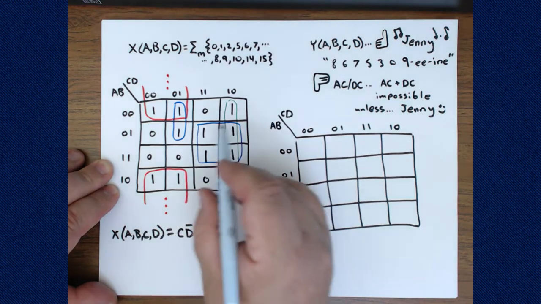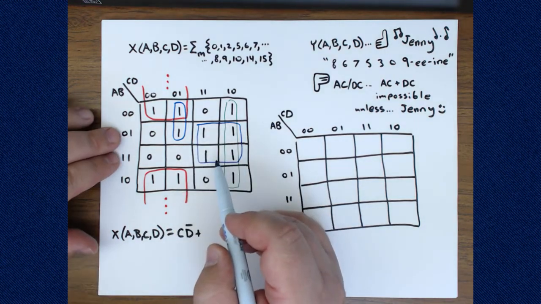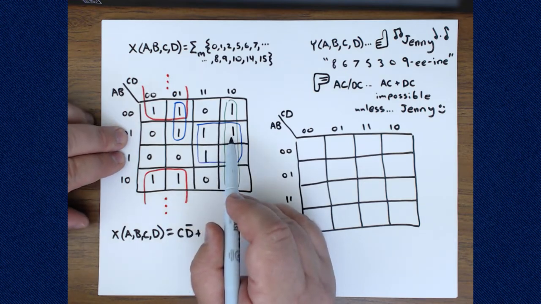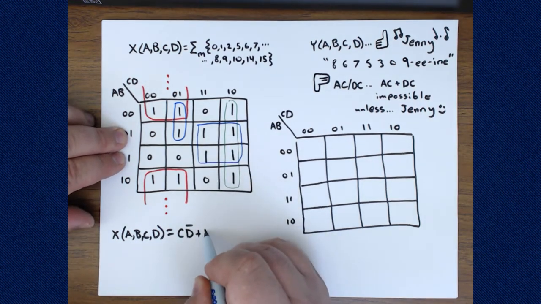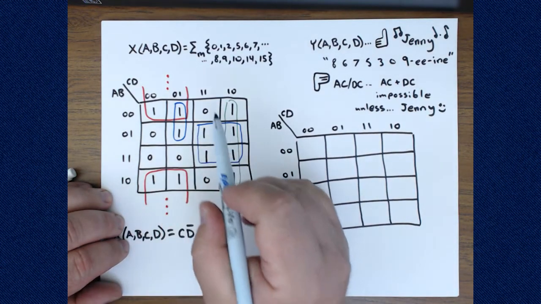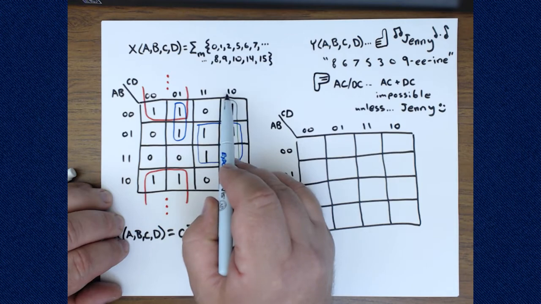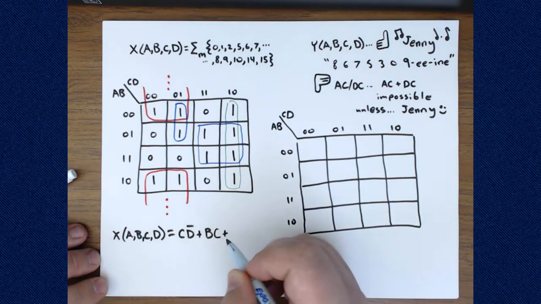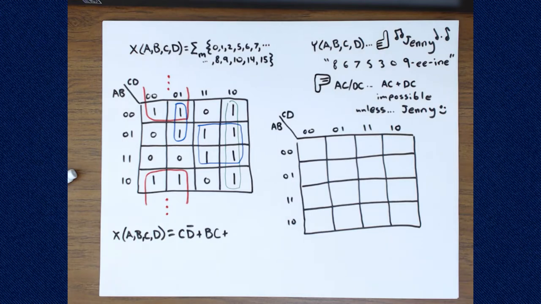Or, blue square, let's see, what do we got? For these 2 rows, the only thing that stays the same is b. It's a 1. So b is a 1. For these 2 columns, the only thing that stays the same is the 1 in c. So this is b ANDed with c. A and d don't matter for that part.